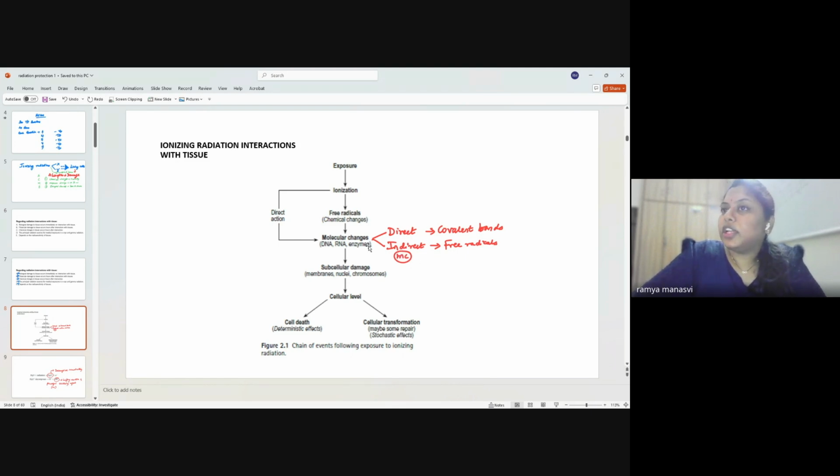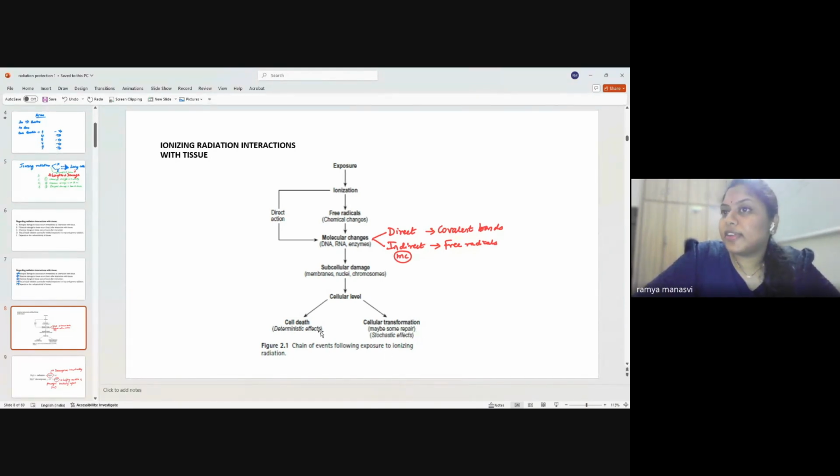And then after molecular changes, there will be subcellular damage to the nuclei, chromosomes, and the membranes. And at cellular level, finally, there will be either cell death, that is a deterministic effect, or there will be cellular transformation. That means mutation can happen or cannot happen, or there might be some repair. And so it is called a stochastic effect. So there is a chance that it can happen or not happen.